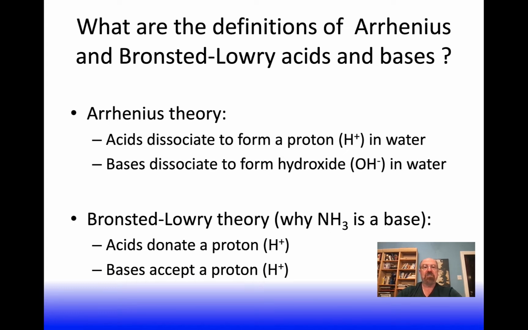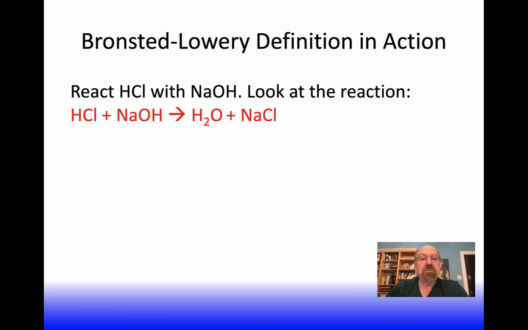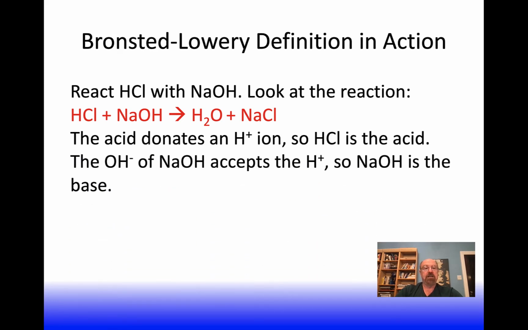So we look at a reaction. Let's say we react hydrochloric acid with sodium hydroxide. So there's our reaction. It's a very simple, balanced reaction. Acid plus base makes water plus a salt. The acid donates a hydrogen ion, right? So take a look here. Here's your acid. It gives a hydrogen ion to the hydroxide to make water. So HCl donates a hydrogen ion, and the OH of NaOH accepts the hydrogen ion. So sodium hydroxide is considered the base, and HCl is considered the acid. It has to do with who donates and who accepts.